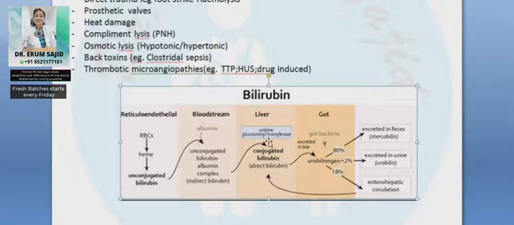And this conjugated bilirubin, when it is excreted in the bile and it reaches the gut, the gut bacteria make stercobilin out of this direct conjugated bilirubin, which is excreted in the feces, around 80% of which. 18% is enterohepatic circulation, goes back in the body, and only 2% is excreted in the urine as urobilin.